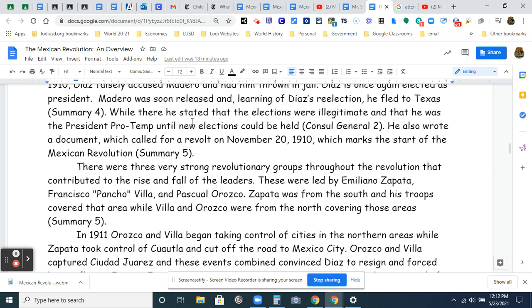Madero was soon released, and learning of Diaz's re-election, he fled to Texas because, remember what happened to Charles I in United Kingdom? Lost his head. Usually when leaders lose, their lives are at risk.